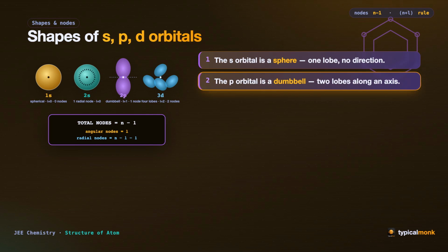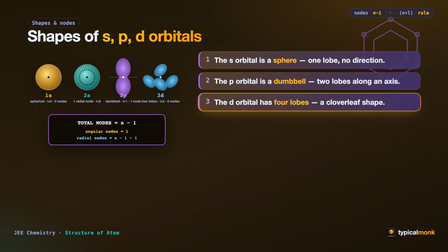The p orbital is a dumbbell, 2 lobes stretched along an axis, with the nucleus sitting in the pinch between them. Because L is 1, there are 3 of these dumbbells, pointing along the x, the y, and the z directions. The d orbital is more elaborate still. 4 lobes, a cloverleaf shape, with L equal to 2 and 5 different orientations in space. As L grows, the shapes grow richer.